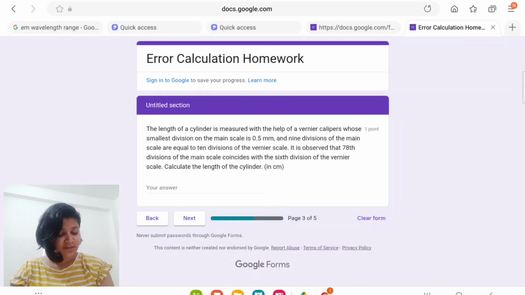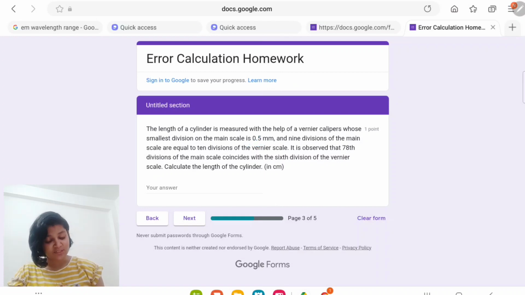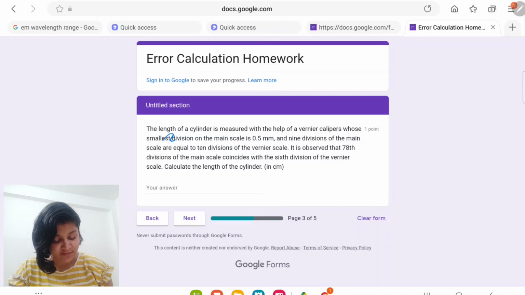Now let us look at the third problem of today's class. They are using a vernier scale to measure the length of a cylinder, and they have given us that the smallest division on the main scale is 0.5 millimeter. That means 0.5 is our 1 main scale division.